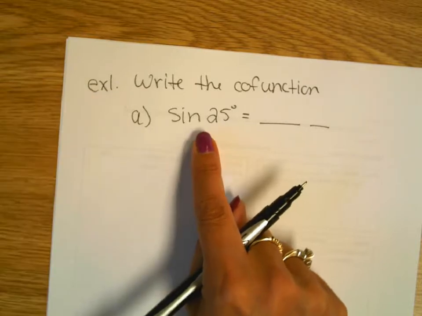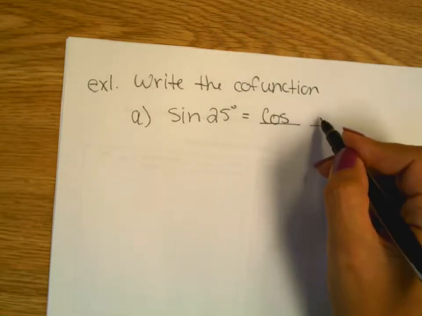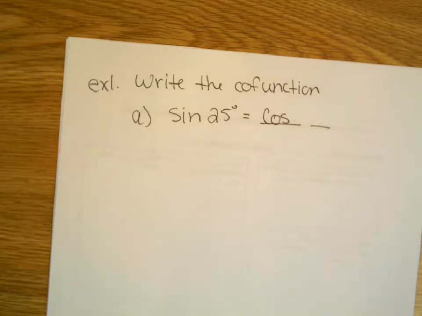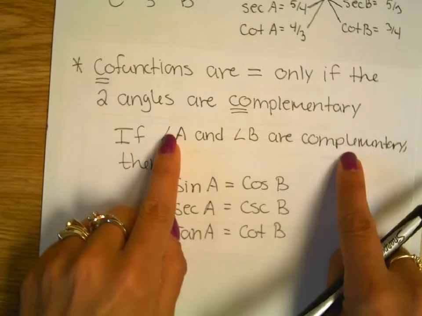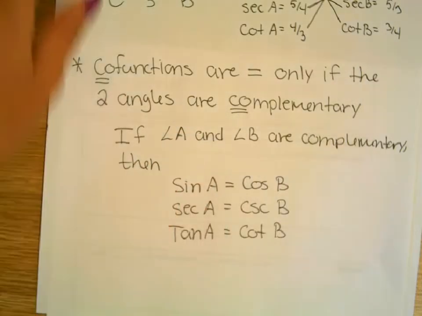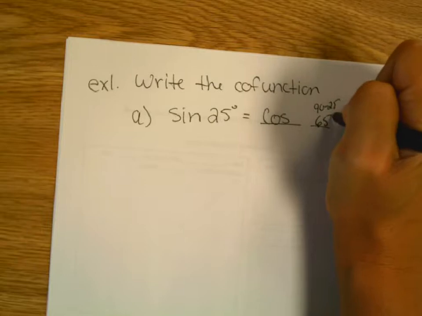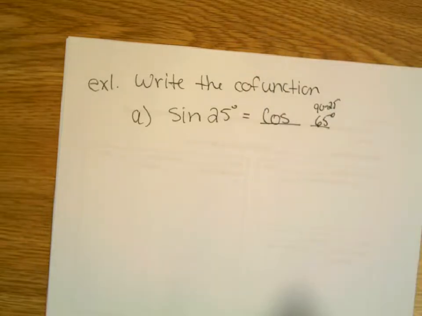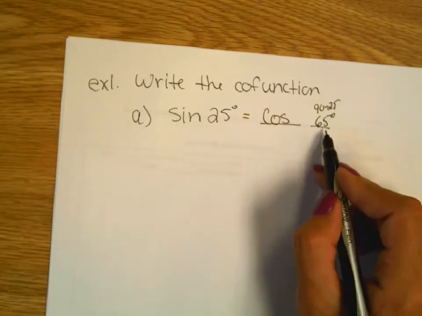First of all, what function is it? Cosine. Do I keep the 25-degree angle? What did I just tell you had to be true about the angles? What had to be true here for these to come out equal? Complementary. So if one's 25 degrees, what's the other one going to be? 90 minus 25, 65. If you were to type those in your calculator, sine of 25 degrees, hit enter. Cosine of 65 degrees, hit enter. You would get the same decimal showing up because it's the same ratio.